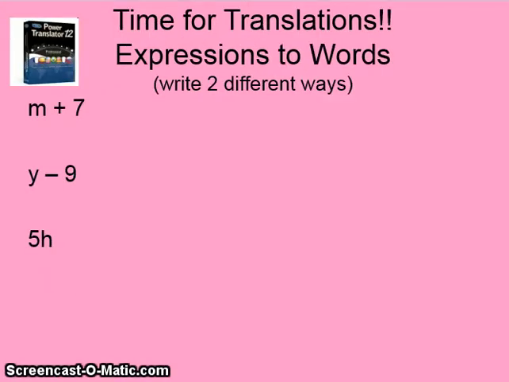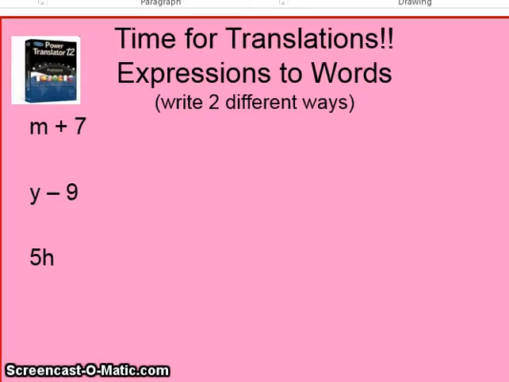Here are some examples, and these need to be in your notes, in your notebook. So we're going to translate these algebraic expressions into words, and we want to be able to write them multiple ways. So we're going to write two different ways for each of these. Okay, so here we have a variable, m. Now, typically when we have a variable, we say a number. So we're going to start with a number.